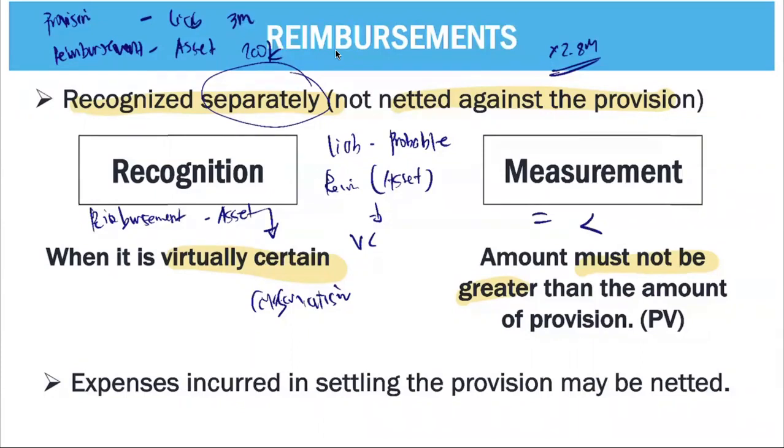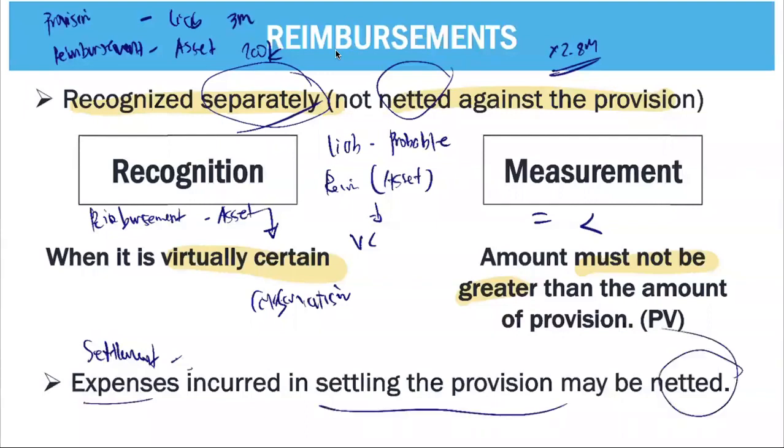Finally, expenses incurred in settling the provision may be netted. This happens when you already settle the provision, so at the time of settlement. At the time of recognition, what did we say? Separately, do not net. At the time of settlement, you can net it. Whatever the expenses in settling the provision, you can net it on your reimbursement. But as to your initial recognition, it cannot be. Okay, reimbursement, you should separately recognize it from your liability.